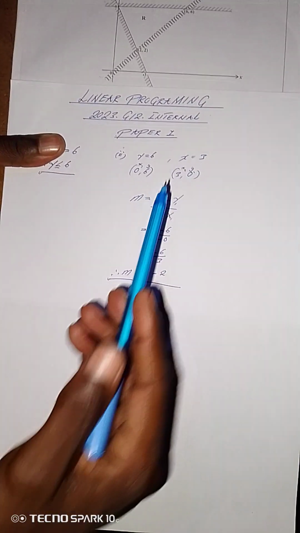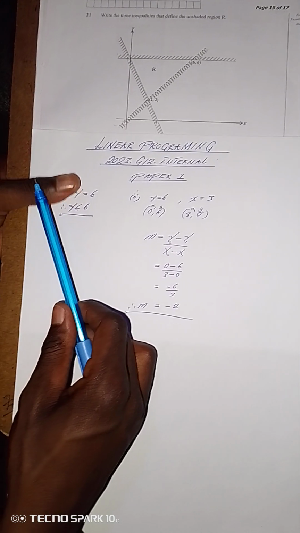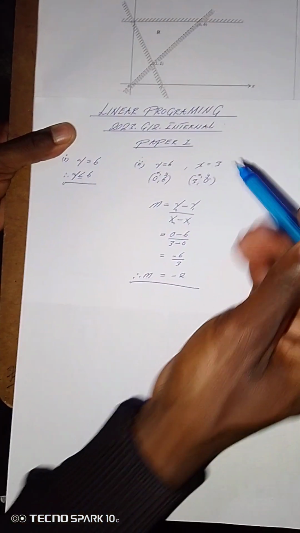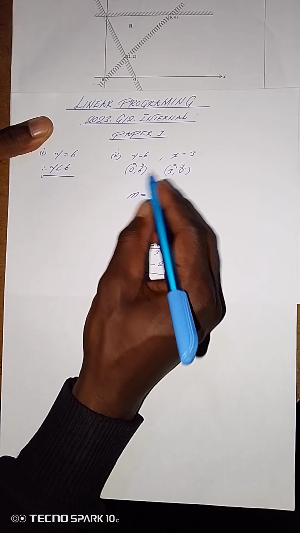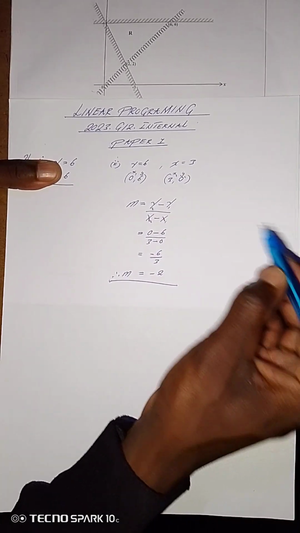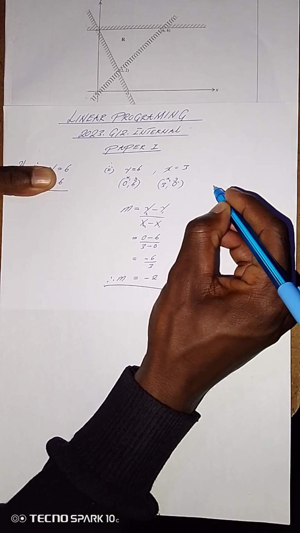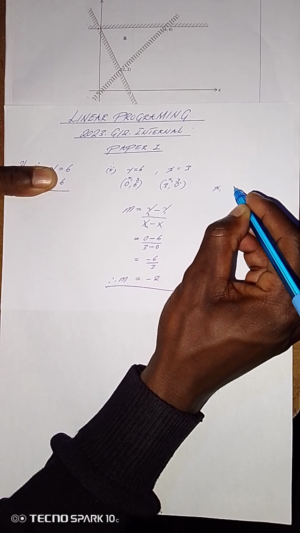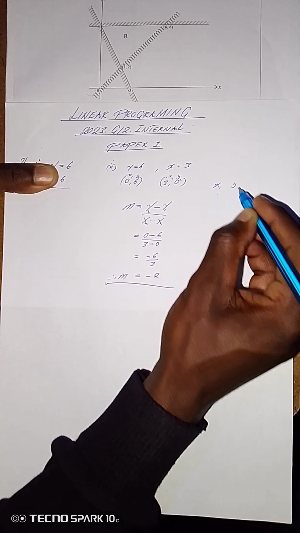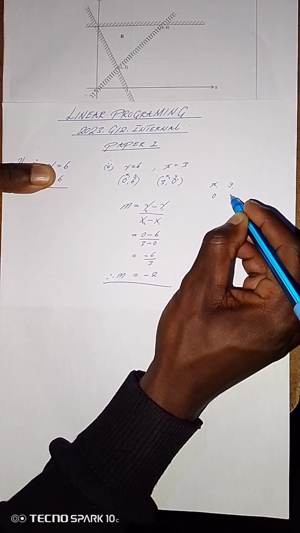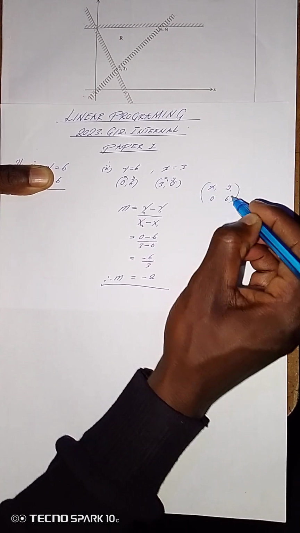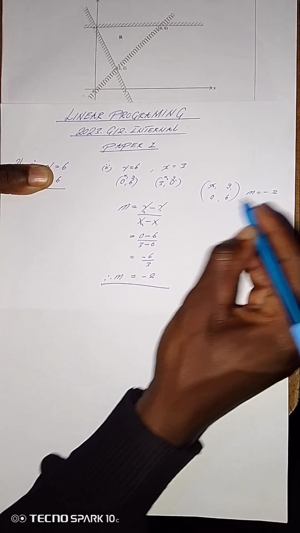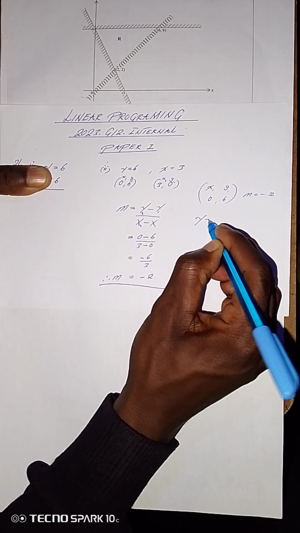Now to find the actual equation which they are looking for, you get one pair from here. You can get this one or this one, we are still going to get the same answer. So I'll go with this one. So I'll write it here. x1, y1, so here we have 0, 6, and the gradient negative 2. So we use this equation now.